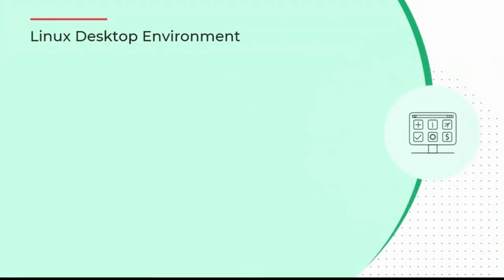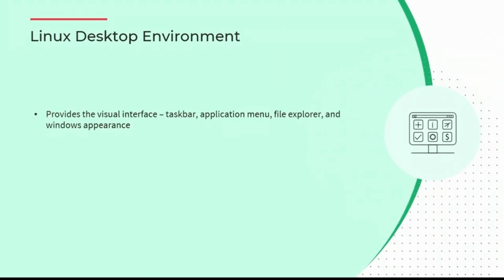Now, let's look at the Linux desktop environments. A desktop environment has everything you see on the screen, including your taskbar, application menu, file explorer, and the appearance and feel of your windows. In Windows, you don't have a choice. But in Linux, especially in desktop setups, you can pick one that suits your style or hardware.